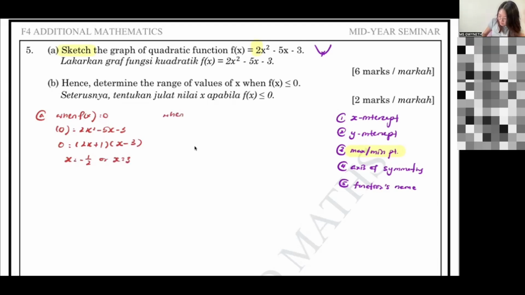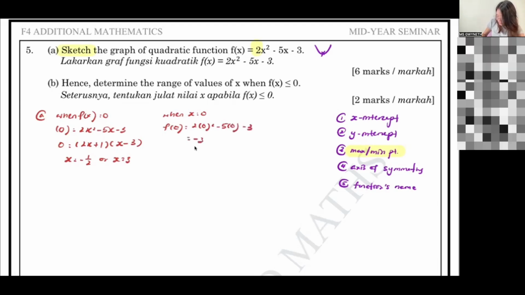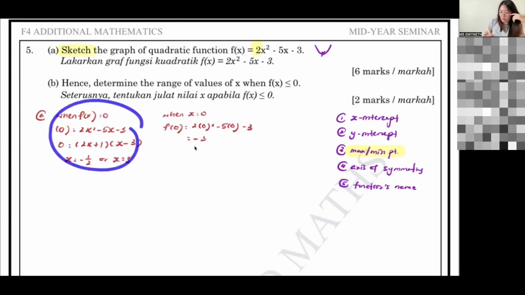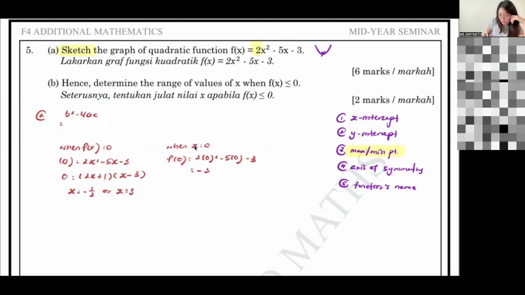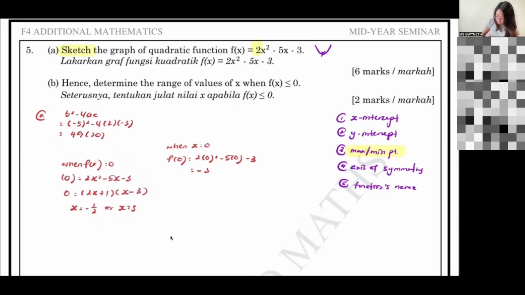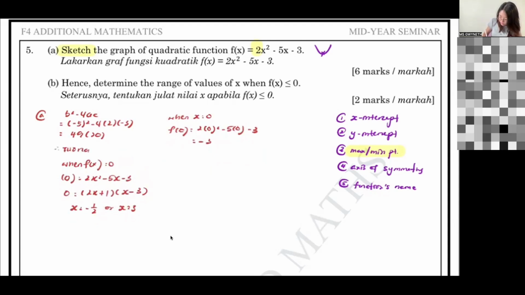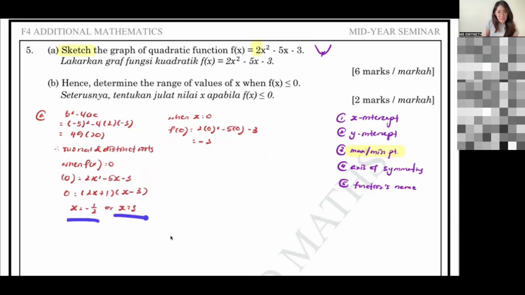Number 2, y-intercept. Substitute x equal to 0. f(0) equals 2 times 0 squared minus 5 times 0 minus 3, which is negative 3. Before you do x-intercept, it is recommended to find out b squared minus 4ac first, because b squared minus 4ac will tell you how many roots you have: 1 root, 2 roots, or maybe no root. b is negative 5, a is 2, c is negative 3. So 25 plus 24, 49. 49 is greater than 0, so 2 real and distinct roots. So therefore, you are getting 2 answers for your x. This is what it means.